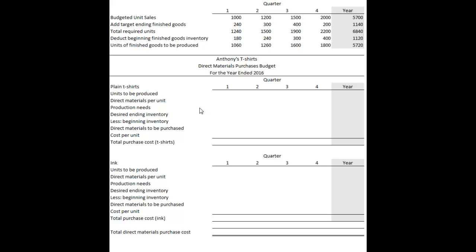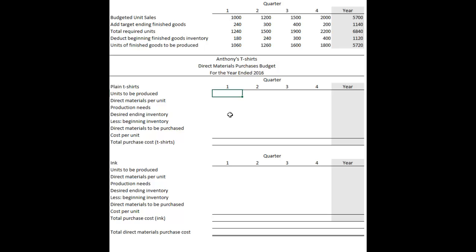So this one's very easy in the fact that we only have t-shirts, and ink, the only two direct materials that are required to make our finished product. So we'll have two little schedules here, or budgets, for each direct material. And what I'm trying to understand is how many t-shirts I need to buy, and how much cash I have to spend to buy those t-shirts for each quarter.